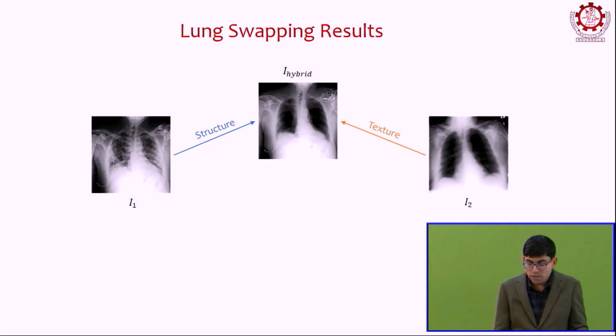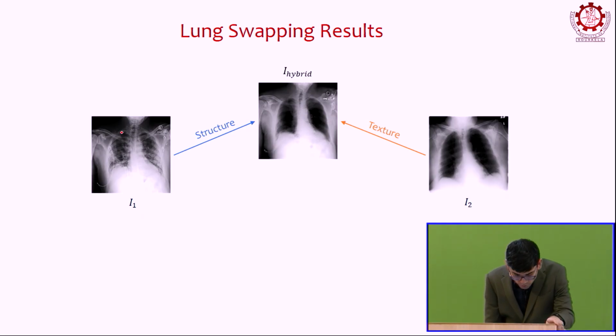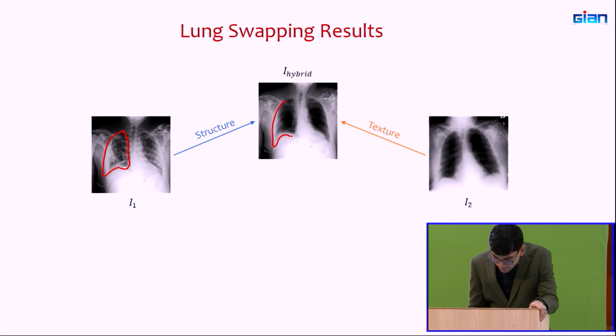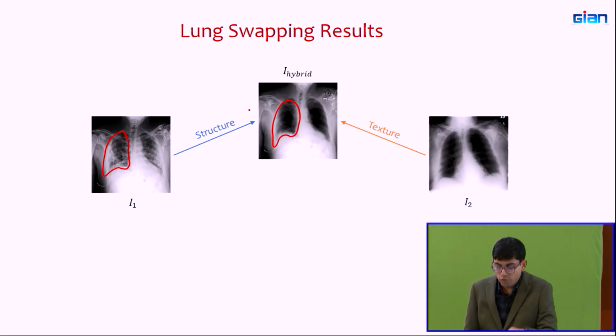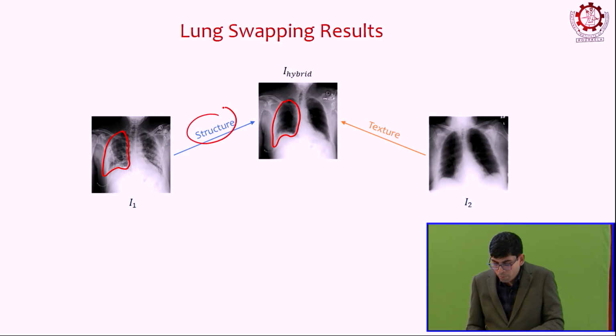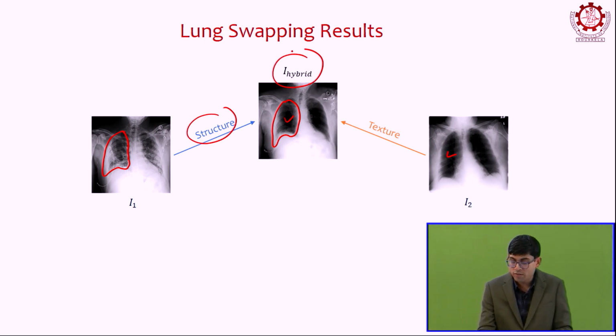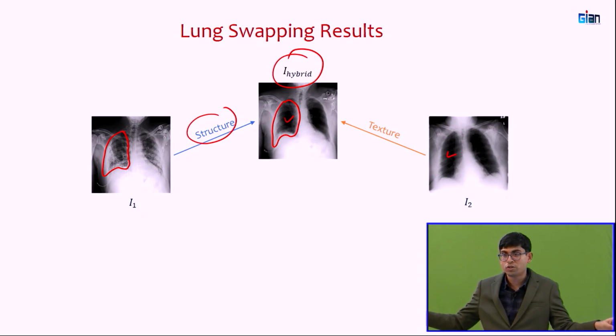So, this hybrid image that you see here, you can clearly see, let us say that this is the structure, you clearly see that this is the same structure, right. So, we retain the structure, but the texture of this is the same as the texture of this, right. So, this is an artificial image that we have created that has the structure of one and the texture of two.